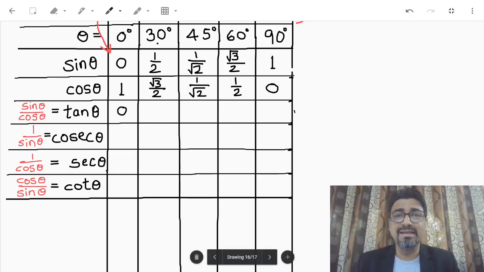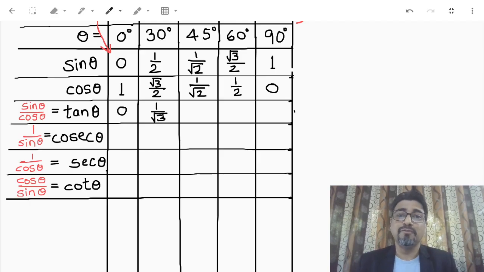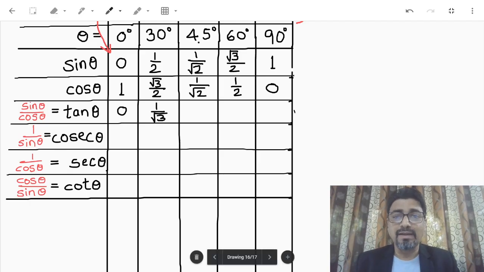The next, for 30 degree, sine upon cos will give tan, that is 1 upon 2 divided by root 3 upon 2. We see we have same denominator, so the denominator gets cancelled. The answer will be 1 upon root 3. So we have tan 30 degree as 1 upon square root of 3. For 45 degree, sine upon cos gives tan, 1 upon root 2 upon 1 upon root 2. Same thing upon same thing. It will give me 1. So tan 45 degree is 1.